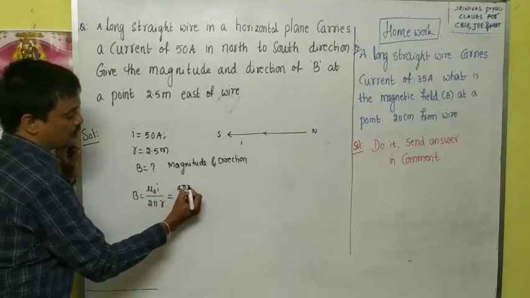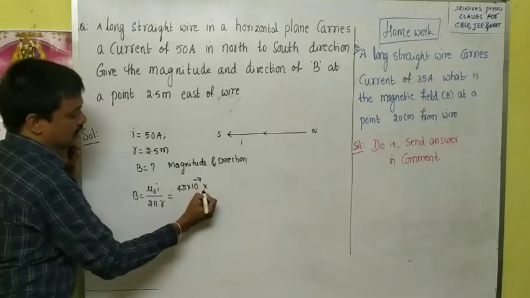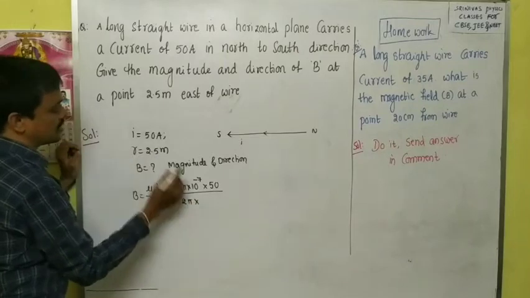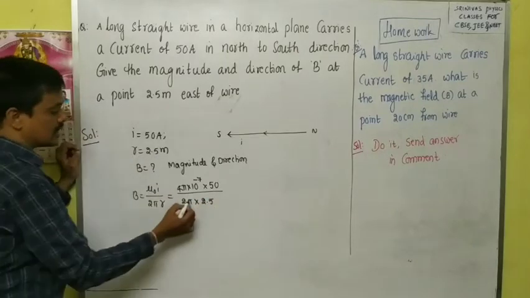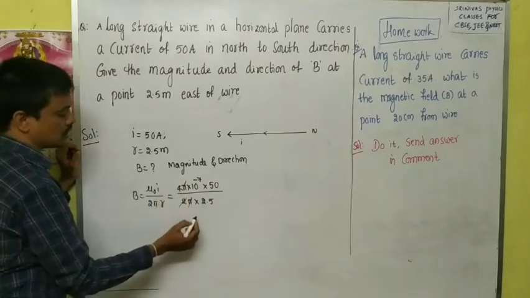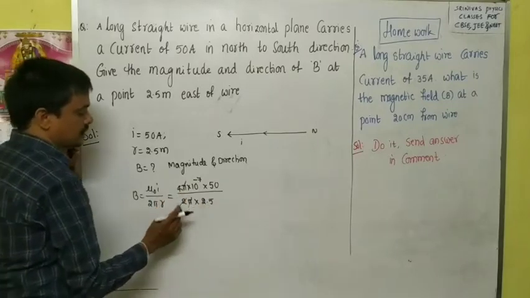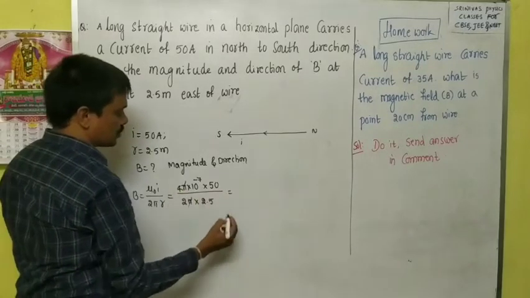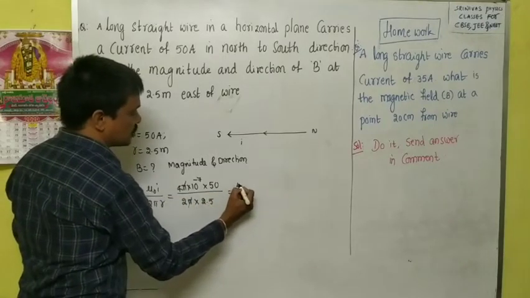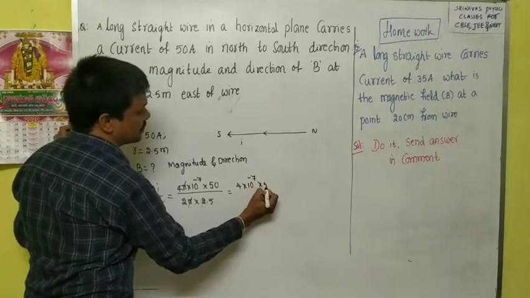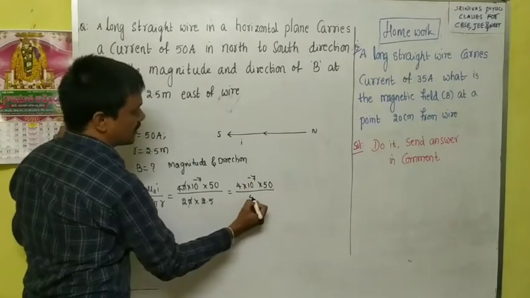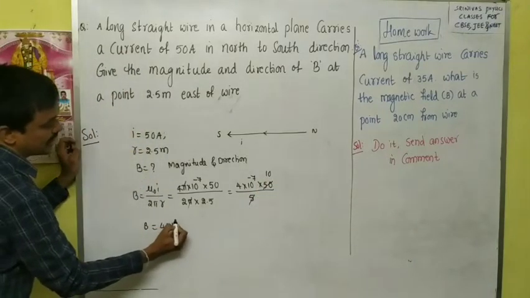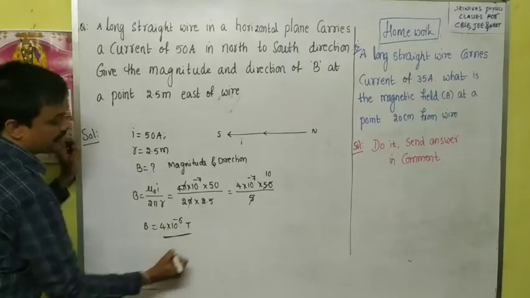We substitute the values. Mu naught is 4 pi into 10 to the power of minus 7, into I value 50, by 2 pi into r value 2.5 meters, right? And this pi will cancel. 2 into 2.5, we cannot cancel this 2, we can multiply, and then here we will get 4 into 10 to the power of minus 7 into 50 by 2 into 2.5, which is 5, so 10. Finally we are getting the B value as 4 into 10 to the power of minus 6 Tesla. Very simple. But what is the direction?